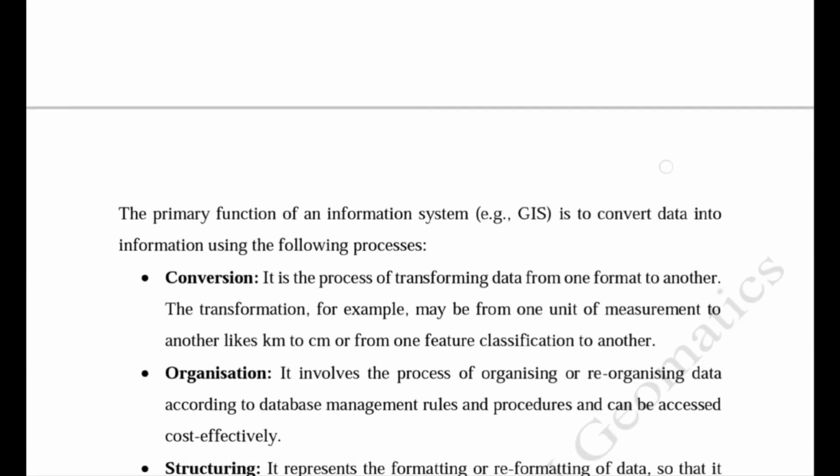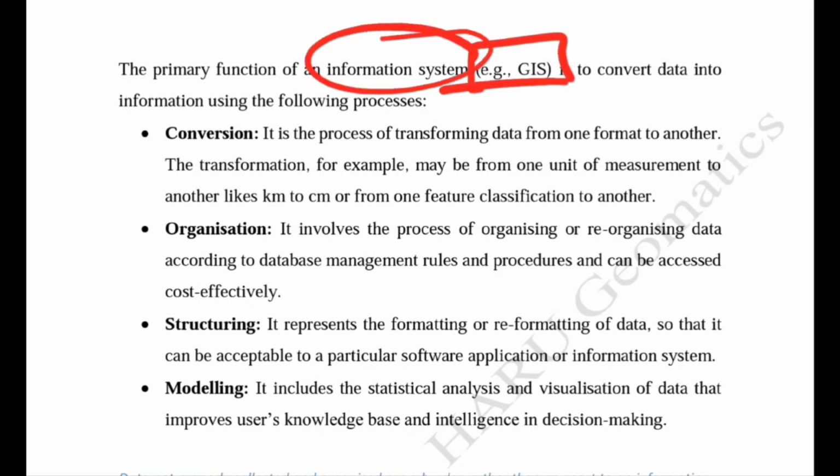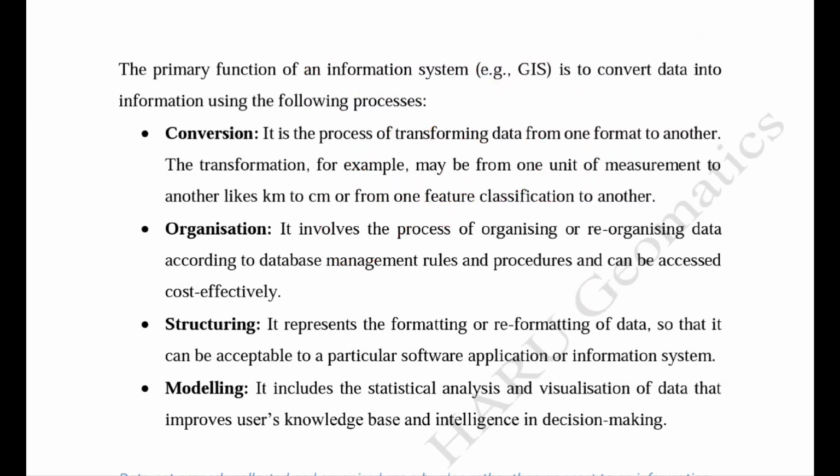Now we have to understand these two points, because GIS requires information, not data. It means the primary function of an information system is to convert data into information. So we have to follow this in the decision making process. GIS is a geographical information system, so we have to convert data into information.